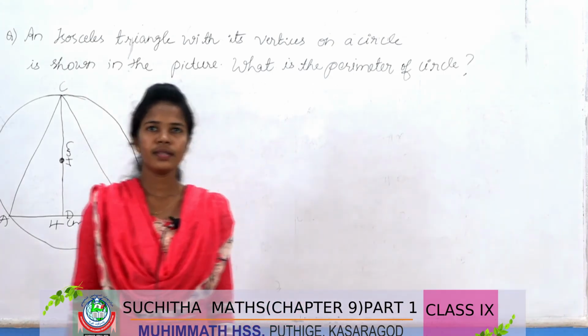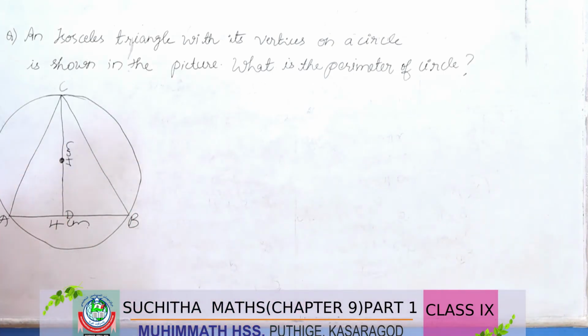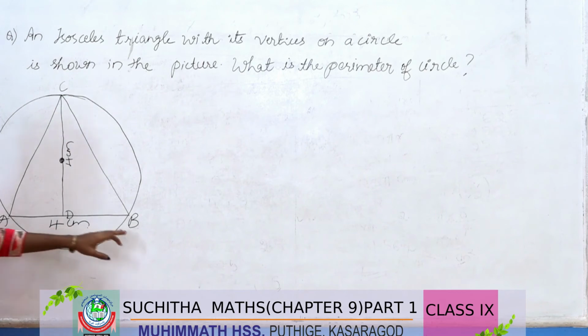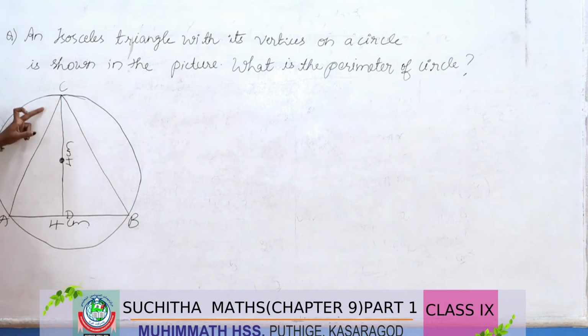Now listen to the second question. An isosceles triangle with its vertices on a circle is shown in the picture. What is the perimeter of the circle? Look at the figure. Here ABC is an isosceles triangle.